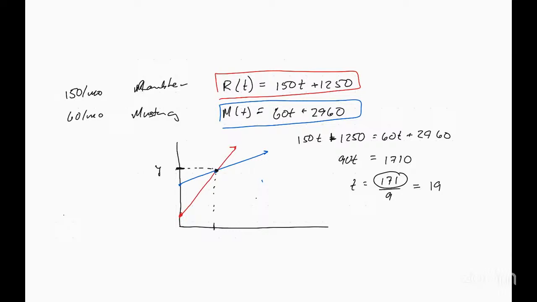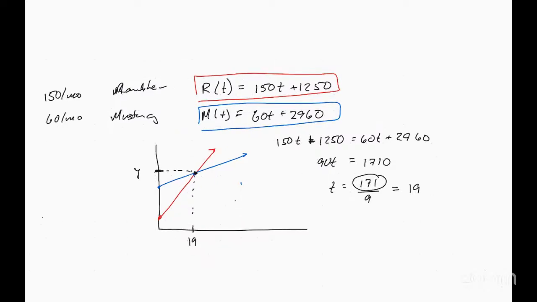And then if you plug 19 into either one of those, you'll get the same answer out, whatever that happens to be. Which they may have asked for as well, right? They just asked for the break-even point and to explain its meaning. Yeah.